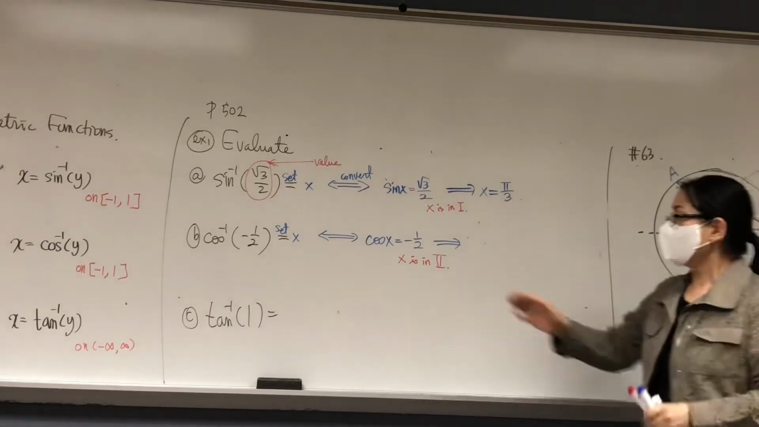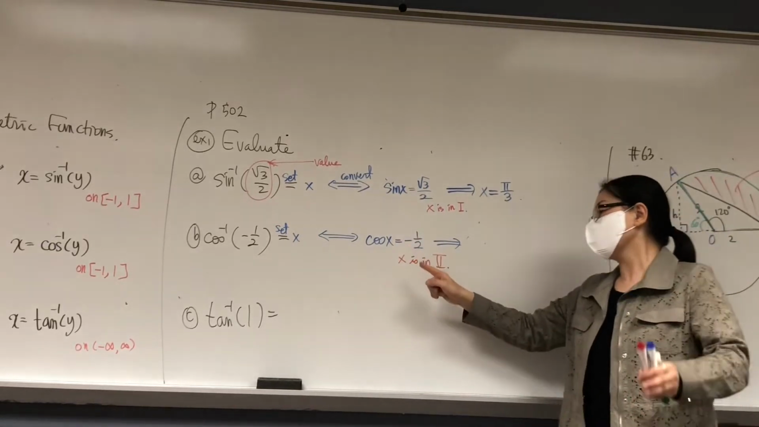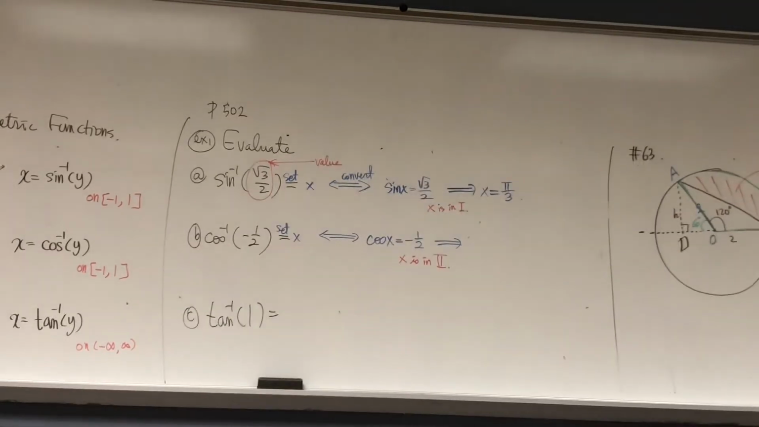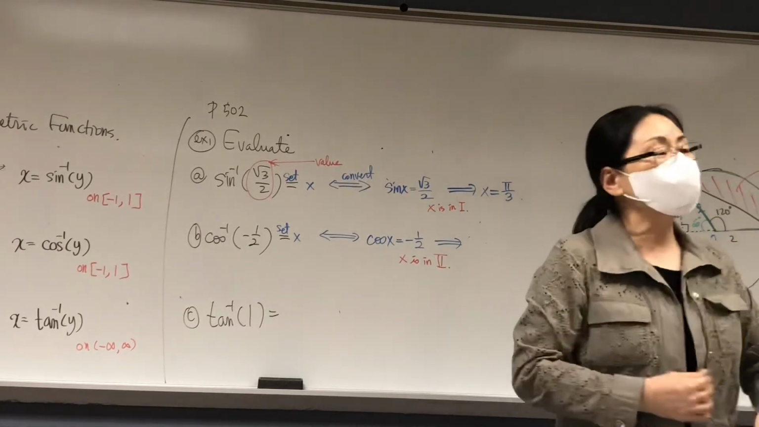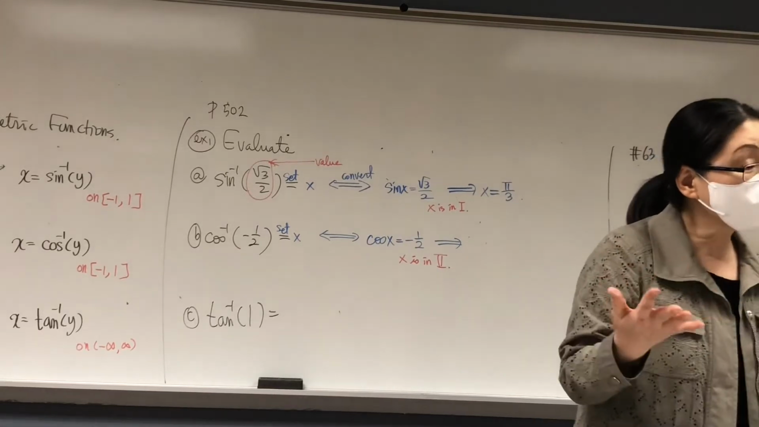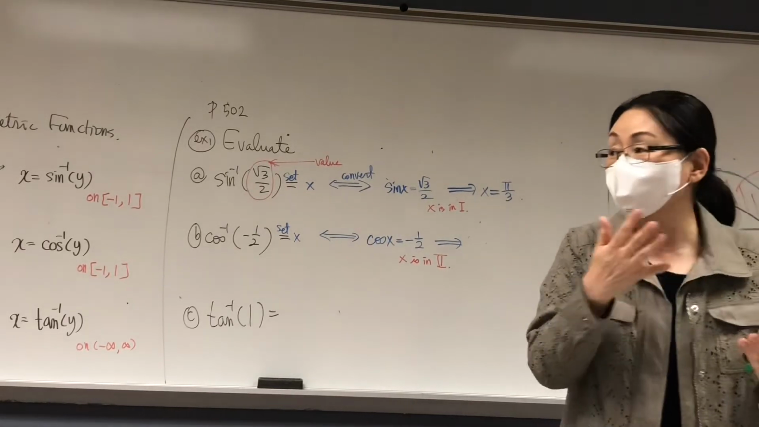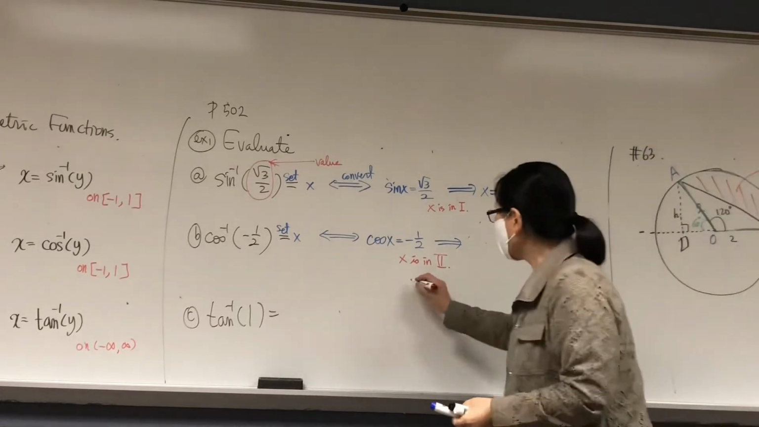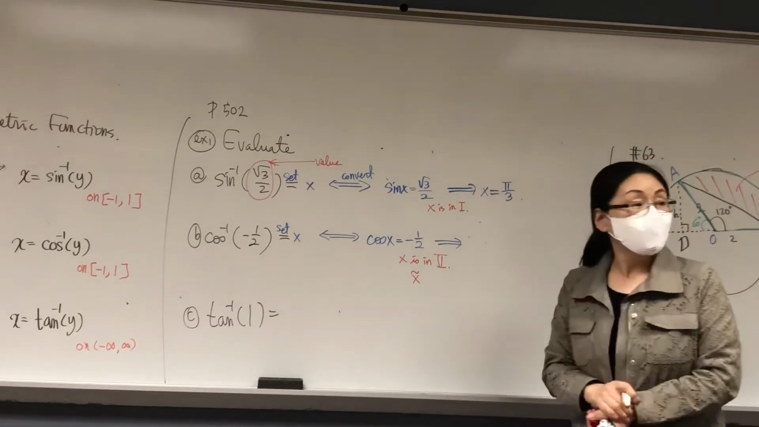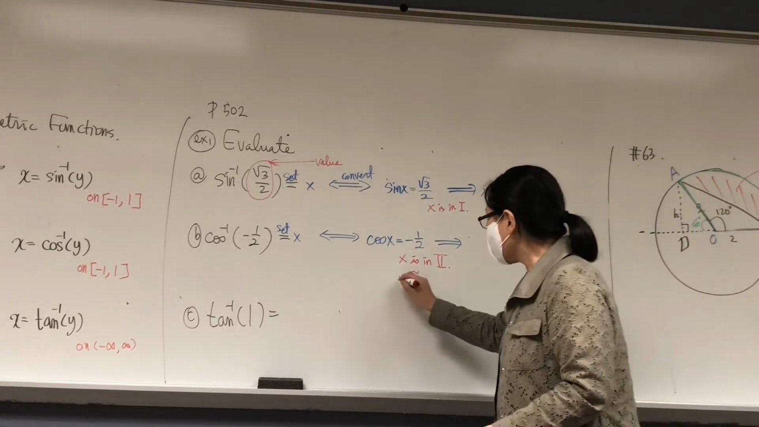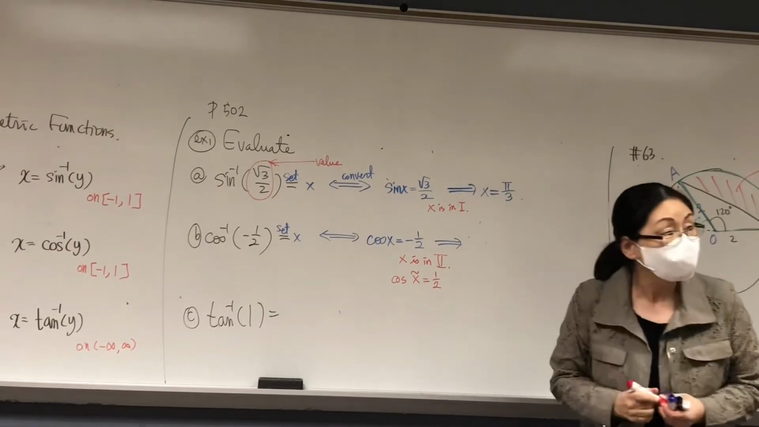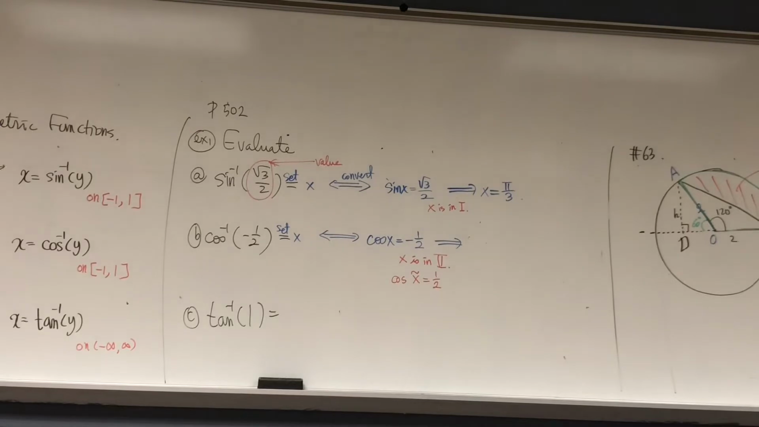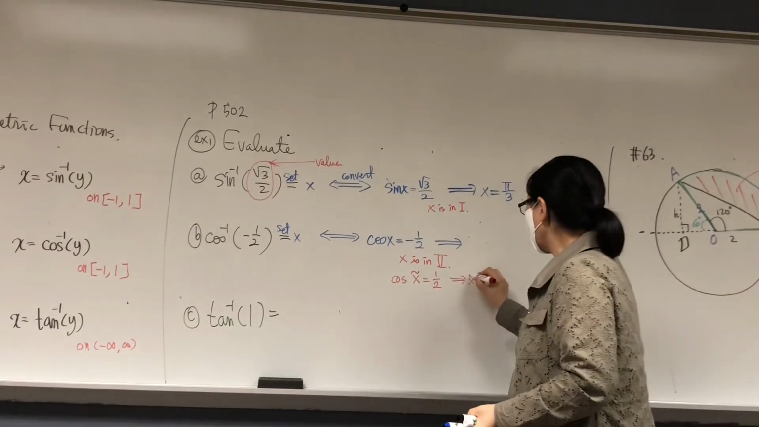Now, you should worry about negative. In the second quadrant, do you need a reference angle or not? Because your angle is in the second quadrant, you need a reference angle, right? So you have an x tilde. Cosine x tilde is what? 1/2, always positive. Am I right? What is x tilde?